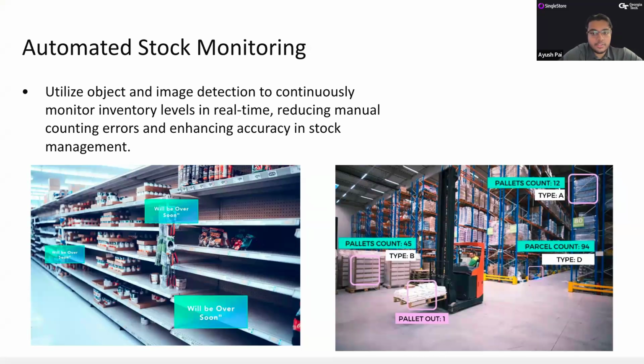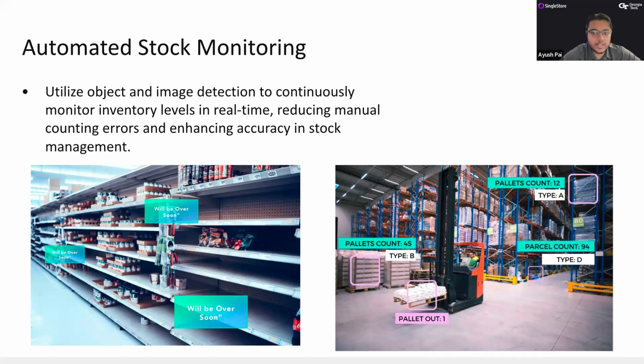And this automation can drastically reduce manual counting errors and significantly enhance accuracy in stock management. Such systems can identify when items are running low, and even track stock movements, facilitating timely restocking and efficient warehouse operations.